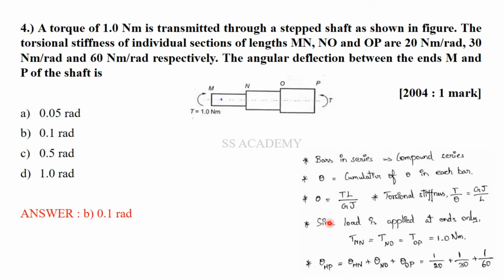When a compound bar is applied with the loading at the end, the whole bar will be subjected to the same loading and a constant loading. I have shown it here. Since load is applied at ends only, TMN is equal to TNO is equal to TOP is equal to 1 Newton meter. So we know that theta is cumulative. So theta MP is equal to theta MN plus theta NO plus theta OP. And just by substituting torque by GJ by L, we will be getting theta. So torque is 1 divided by GJ by L, which is 20 and 30 and 60. So 1 by 20 plus 1 by 30 plus 1 by 60. We will be finally getting 0.1 radian.